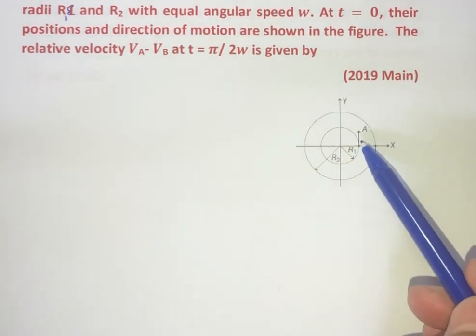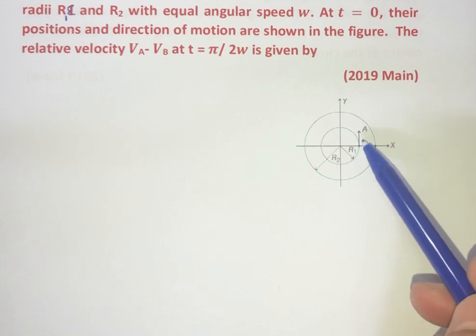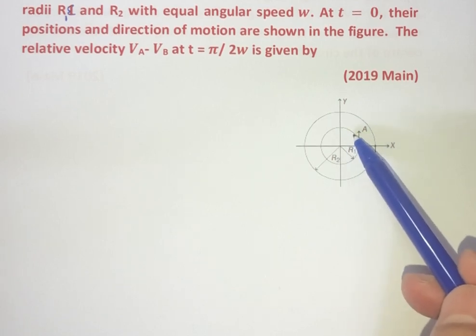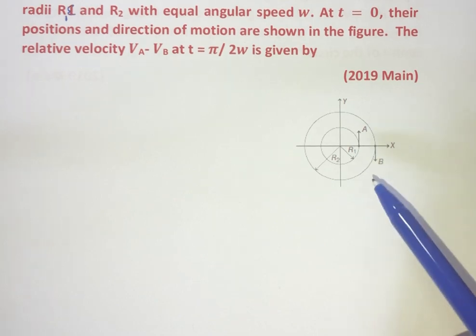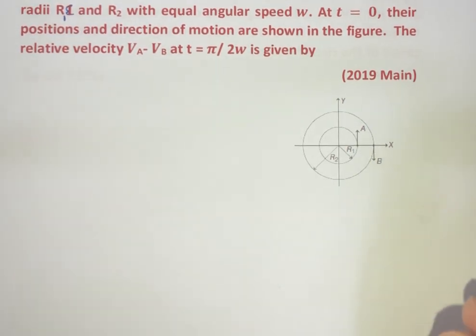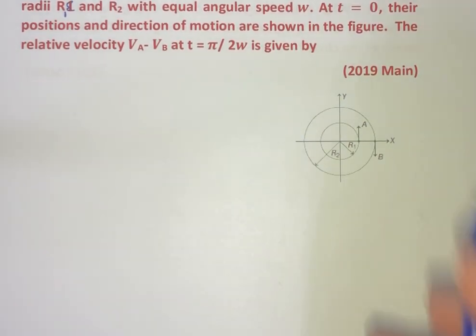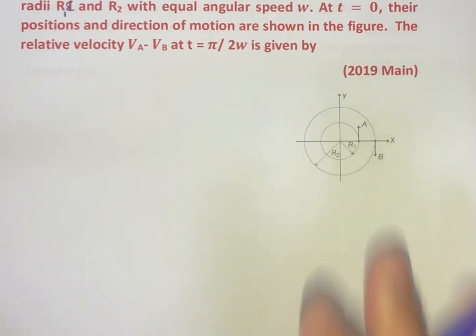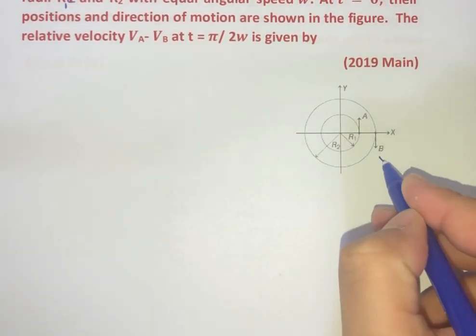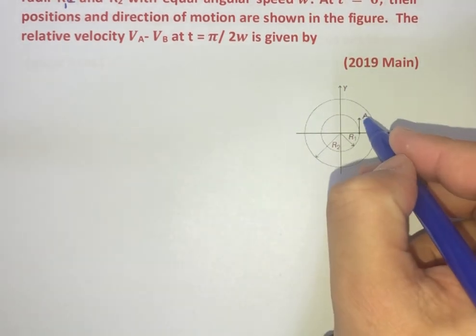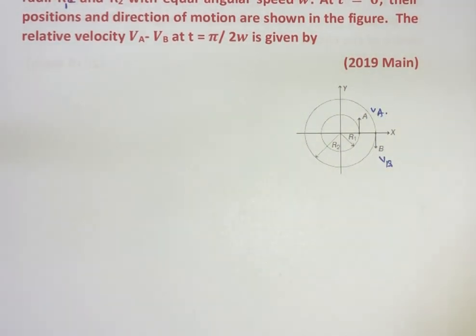So these are the two objects, particles A and B. They are moving with the same angular speed but in different directions. Okay, so we are going to find out their relative speeds. So the velocity of the particle B is Vb, and for A it is Va, and it is given that they are moving with same angular speed.